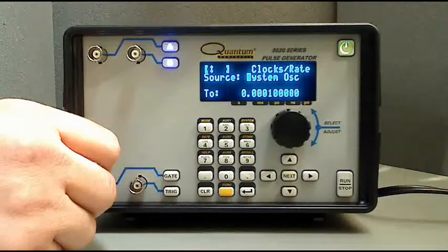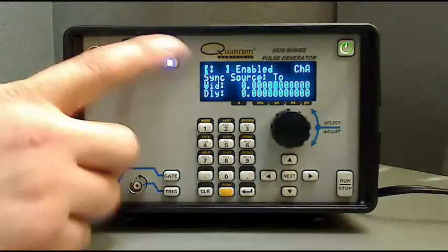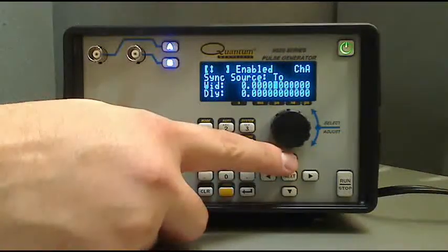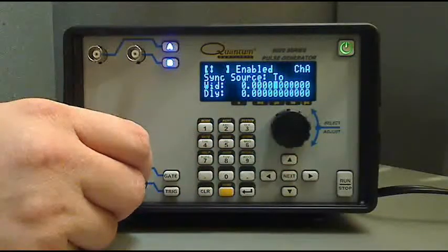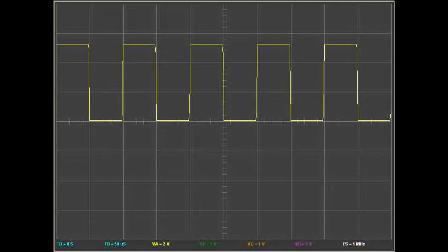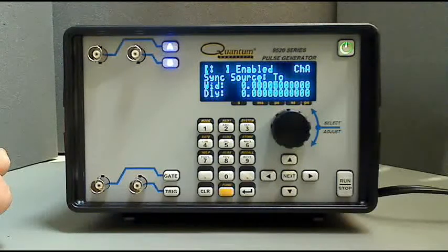Changing the width of the output pulse will change the duty cycle. In this case, we'll change the width to 50 microseconds, making the output a 50% duty cycle. Given these settings, the output will behave as one would expect by generating a 50 microsecond wide pulse every 100 microseconds.